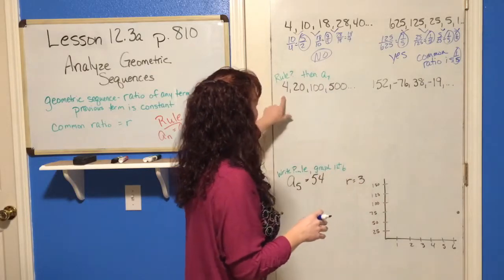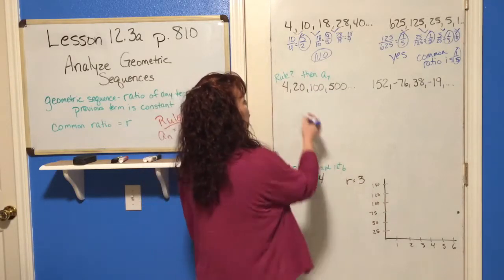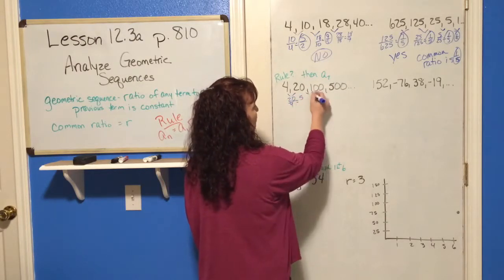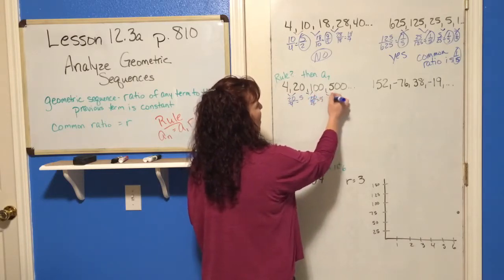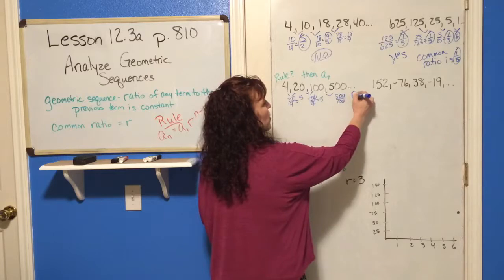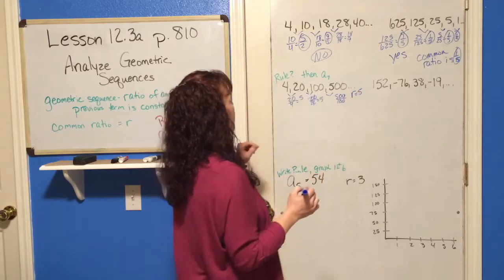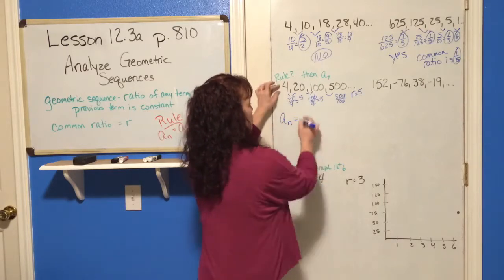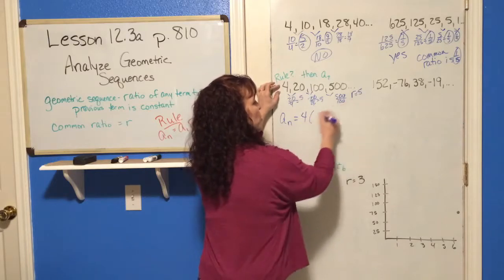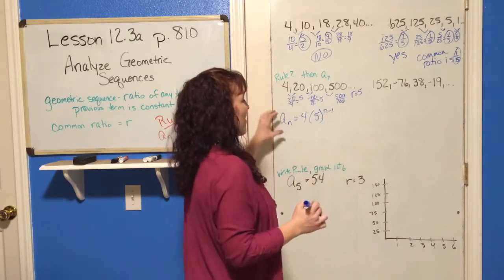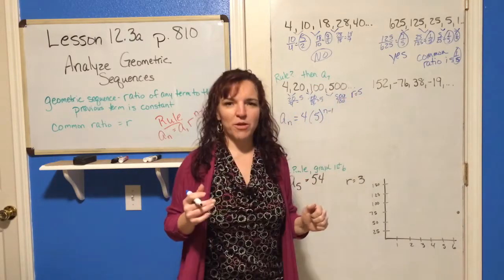So here, I've got the first term, and to find the ratio, we would just compare. So 20 over 4 is going to be 5. 5 over 1 is just 5. And then check the others just to be sure. 100 over 20 is also 5. 500 over 100 is 5. So the ratio is 5. So the rule is, a sub n is going to equal the first term, which is 4, times the ratio, which is 5, to the n minus 1 power. And that's the rule for this geometric sequence.